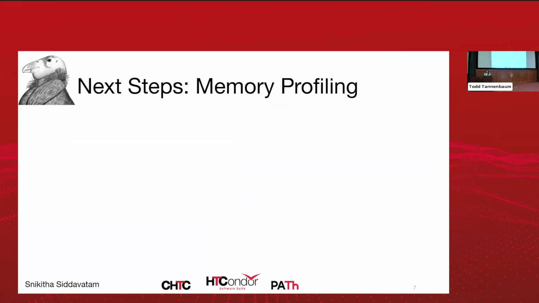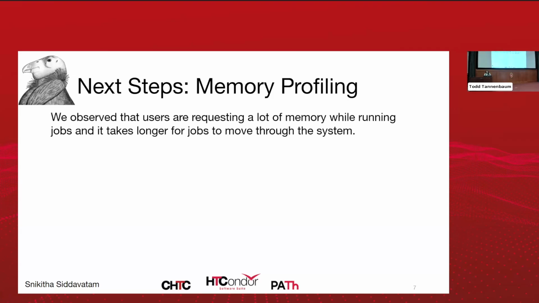The next step is memory profiling. Let's suppose we go to a restaurant and we want a table for 2, but we ask for a table for 8. When you ask for a table for 8, you get it, but then you might have to wait longer. And the other 6 seats get wasted, whereas they could have been used by other people. It's the same with memory: we observe that users are requesting a lot of memory while running jobs, and it takes longer for jobs to move through the system.